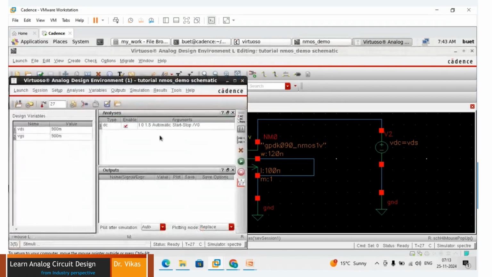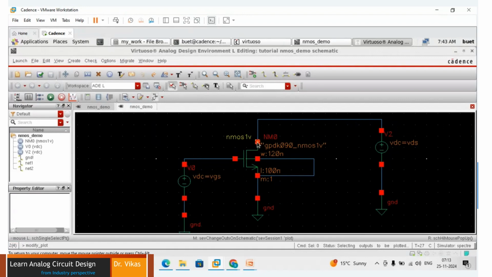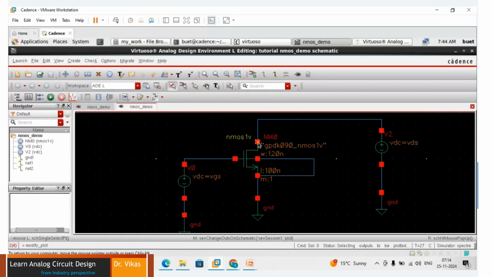And when I do that, if you come back to this particular ADE environment, you can see that particular analysis has been attached over here. Now I need to say what it is that you want to plot. Basically, I want to plot the current. So go to the outputs to be plotted, select on the design. So my drain current will be here exactly at the drain side. So always remember, whenever you want to plot the current, you have to choose the nodes, and whenever you want to plot the voltages, you have to choose the wires or the supplies. So now I want to plot the current. So I'll choose this particular node, the red colored node. I click on this, and if you see, a marking has come over here.